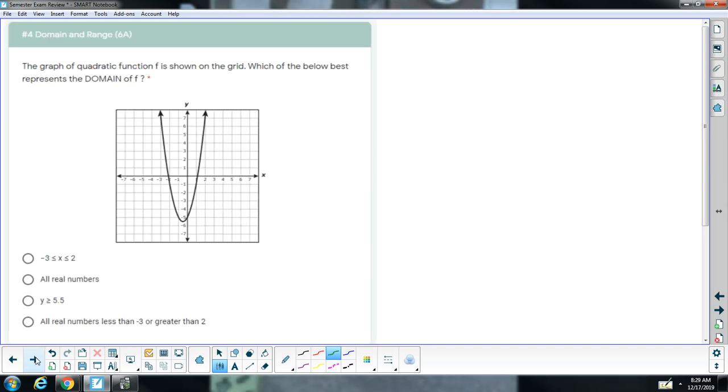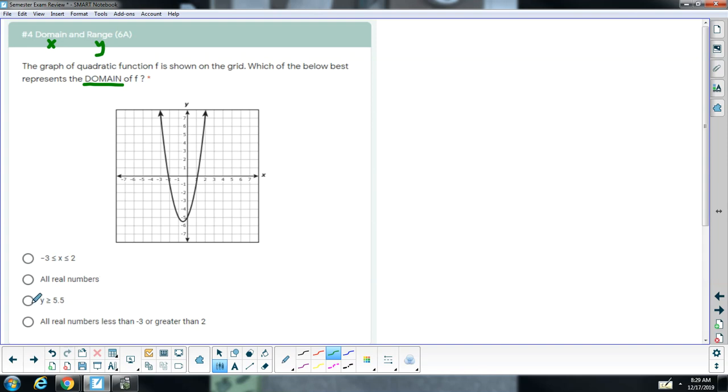Number 4, domain and range. This is something that you guys probably have forgotten. It might sound familiar, but we're not quite sure what it means. Domain is going to be the x values of your graph, and the range is going to be the y values of your graph. So on here, we're looking for domain.